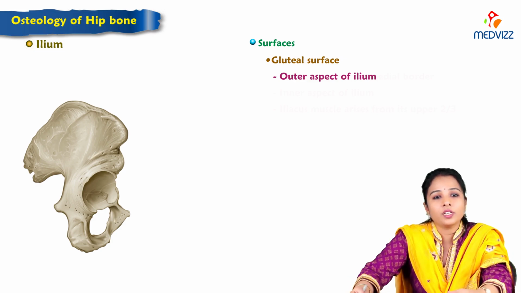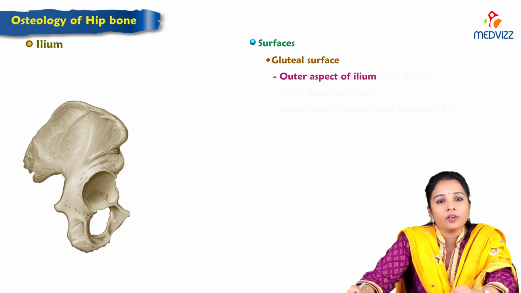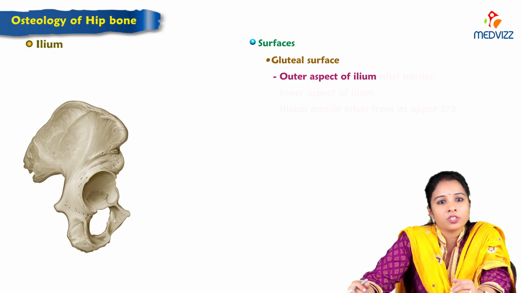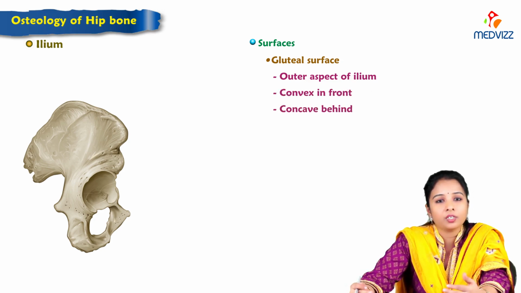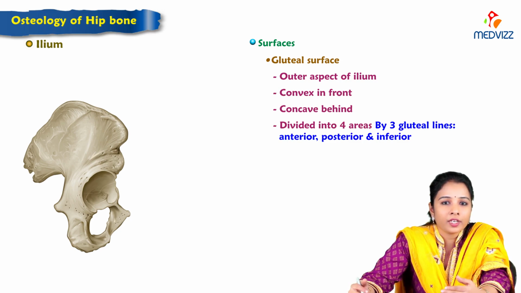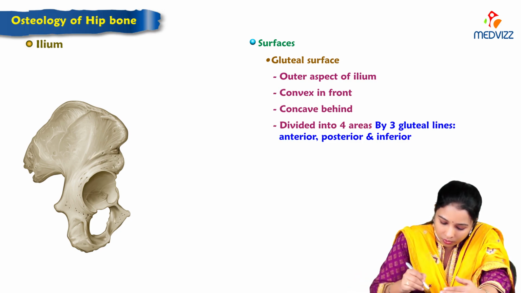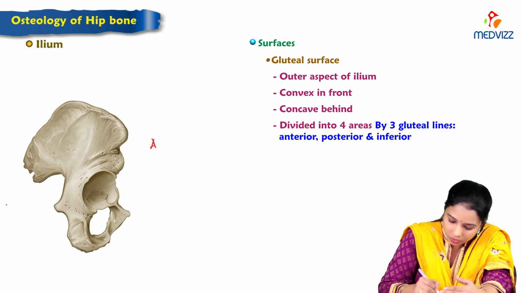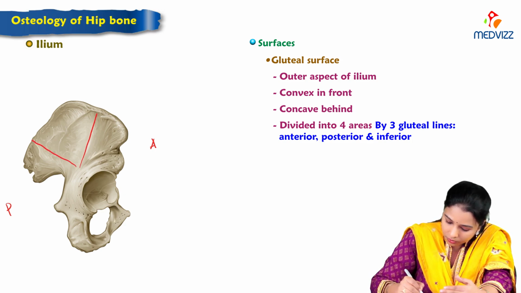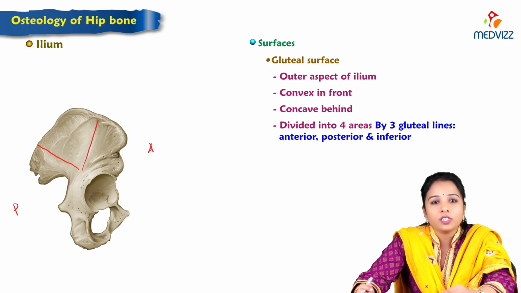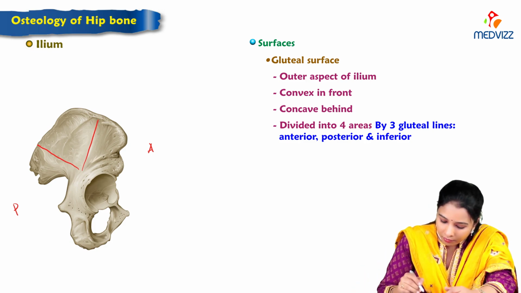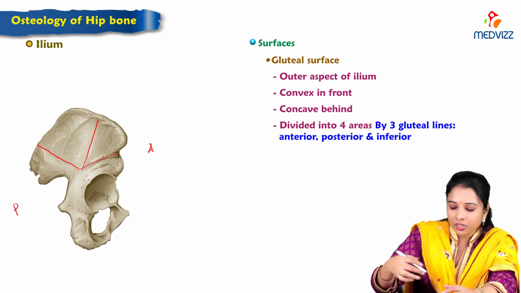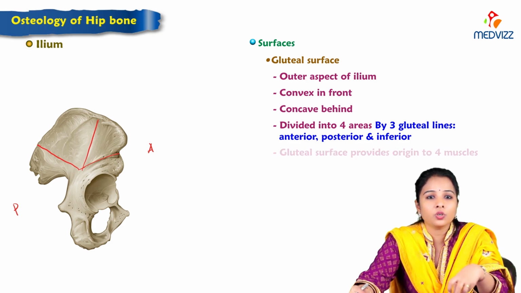Next, the gluteal surface is the outer part of the ilium, where all the gluteal muscles get origin. The outer aspect is convex in front and concave a little behind, and it is divided into 4 areas by 3 gluteal lines. This is the anterior side, this is posterior. The 3 gluteal lines are the anterior gluteal line, posterior gluteal line, and inferior gluteal line, present on the gluteal surface.